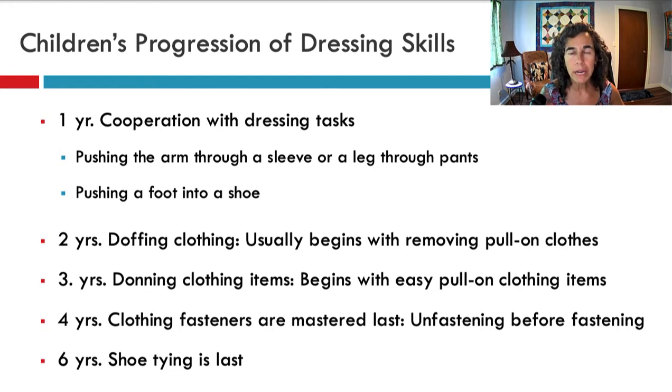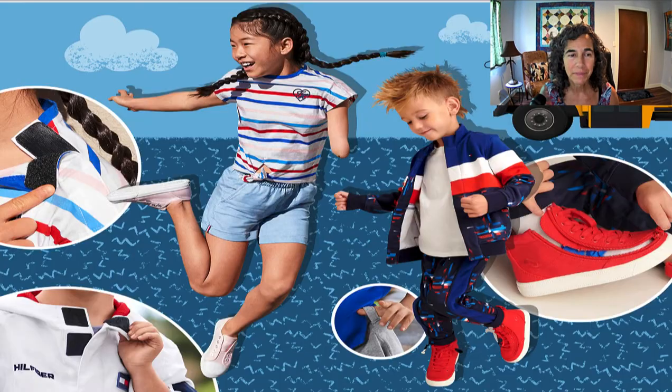So in terms of dressing, at a year, a child is going to cooperate with dressing. At 2, they're going to take their clothes off generally. At 3, they're going to put them on. At 4, they're going to start using fasteners and mastering them, and they unfasten before fastening. And then at 6, they're going to shoe tie. So that's a general progression.